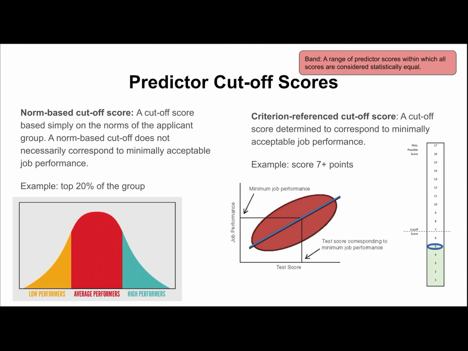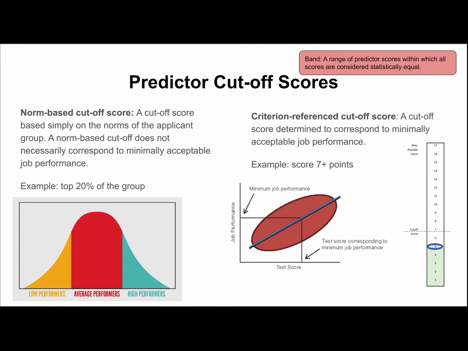Something else to consider with predictors is cutoff scores. So again, on the last slide we talked about having to pass one test to get to the next. But what does it mean to pass the test? Is it 50%, 60%? Is it a B or an A minus? What does it mean to pass? What should your minimum or your cutoff be? There's 2 ways of doing this.